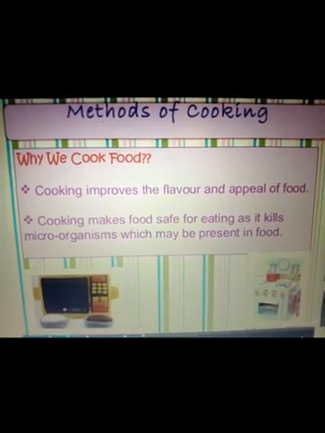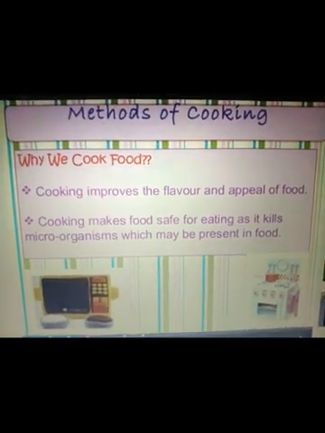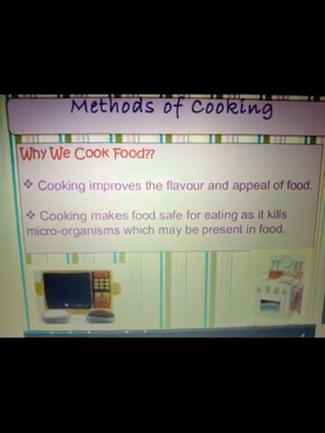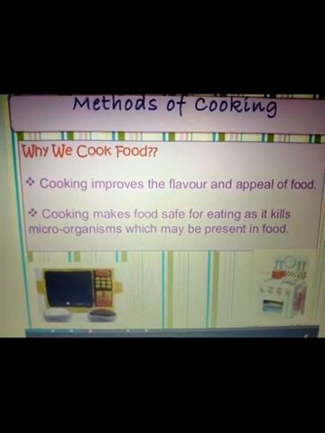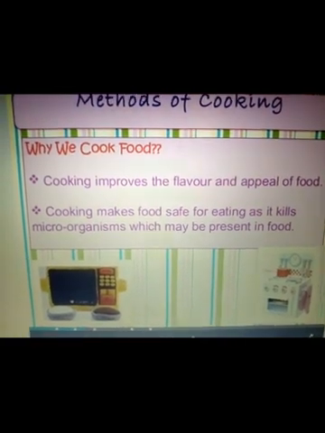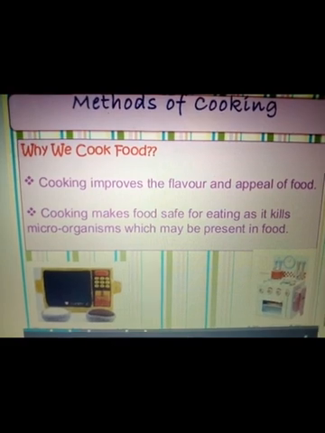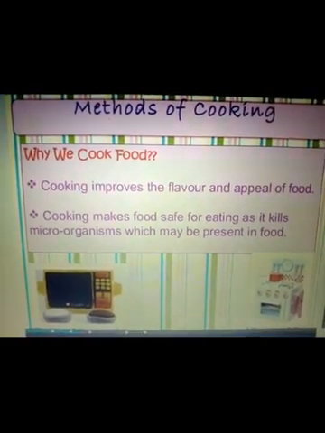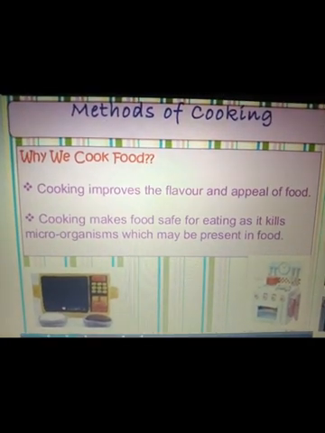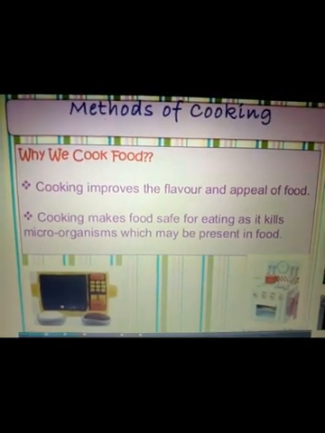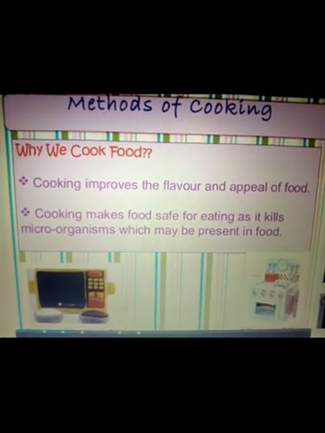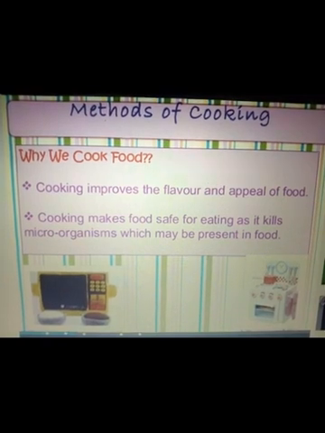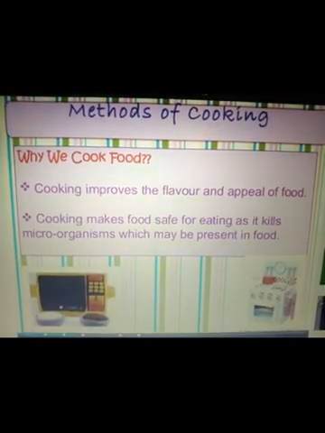Before that, we should know why we cook food. Cooking improves the flavor and appeal of food. That means cooking improves the flavor. It gives a flavor to the dish, plus it makes the food look good. And cooking makes food safe for eating as it kills germs which may be present in food. Microorganisms are the small germs present in the environment.